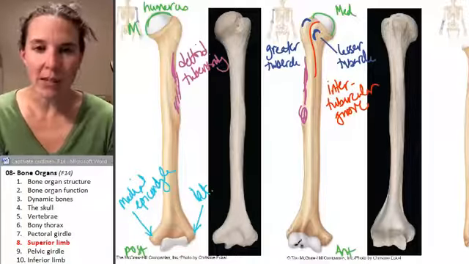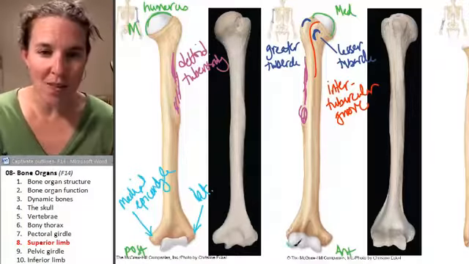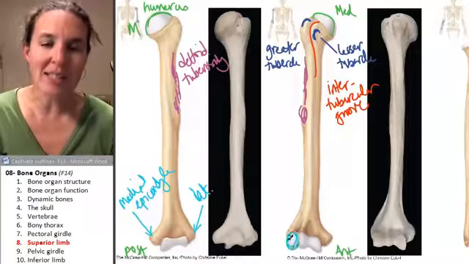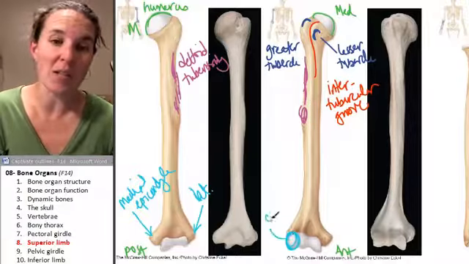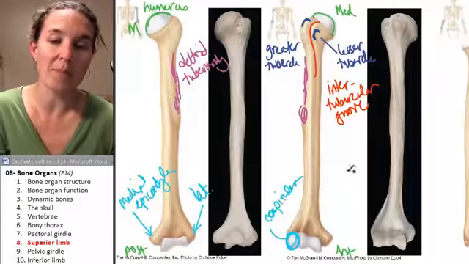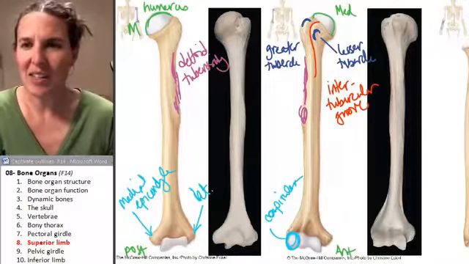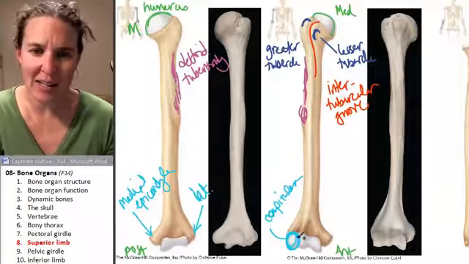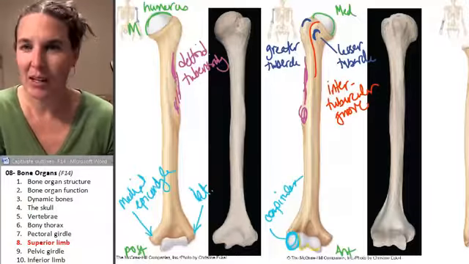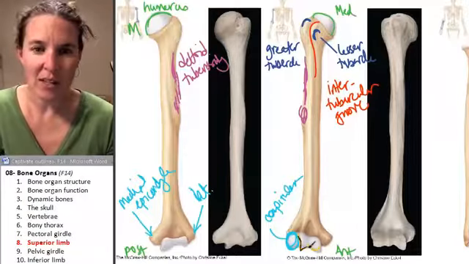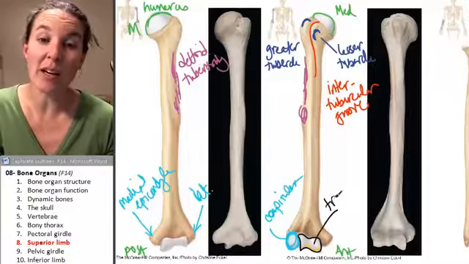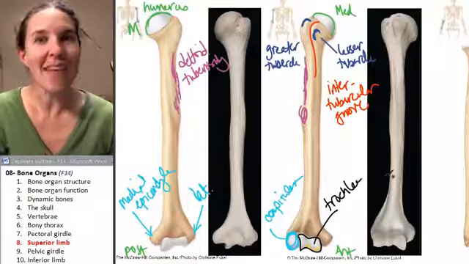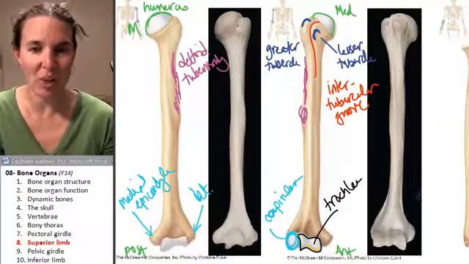On the distal end of the humerus, there's a rounded circle, and this is an articulation of the radius. The radius attaches here, and it's called the capitulum. Next to it is a structure that looks almost like a pulley. This pulley-looking structure is called the trochlea, and that's where the ulna articulates with the humerus.